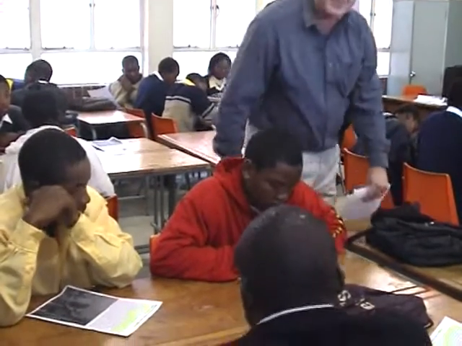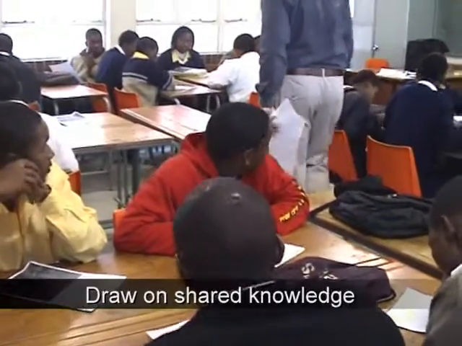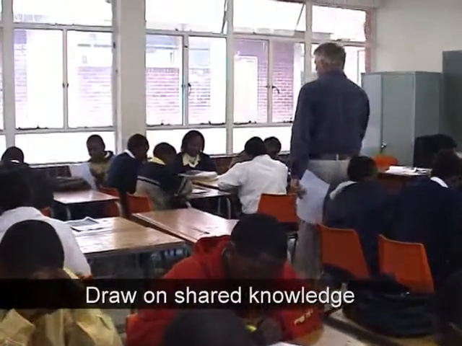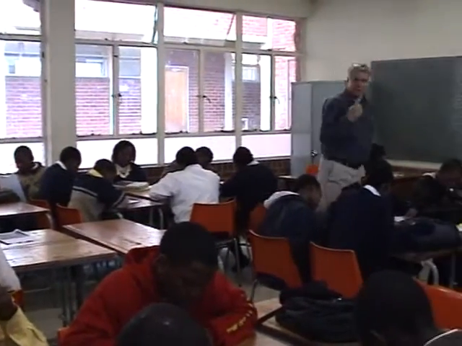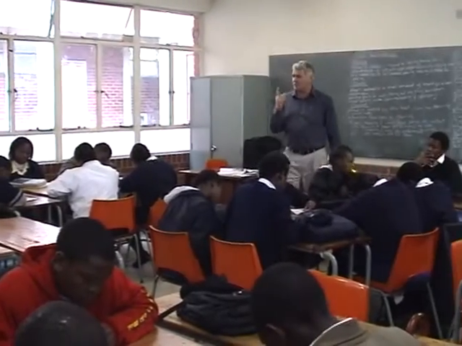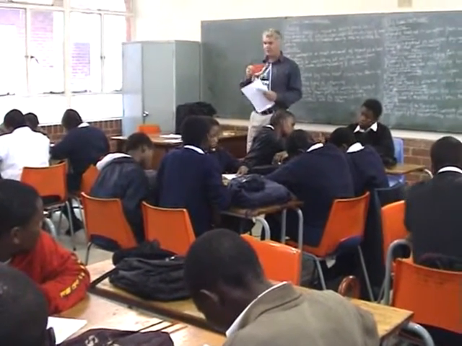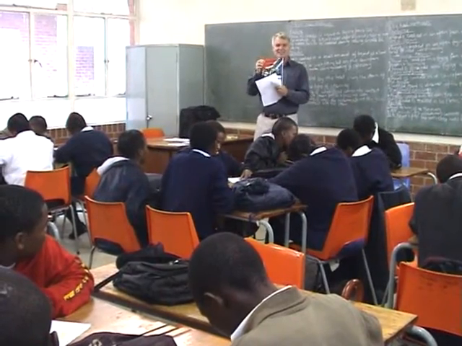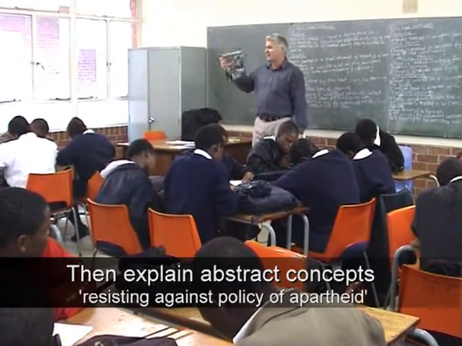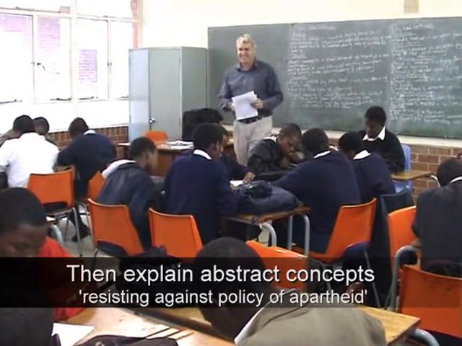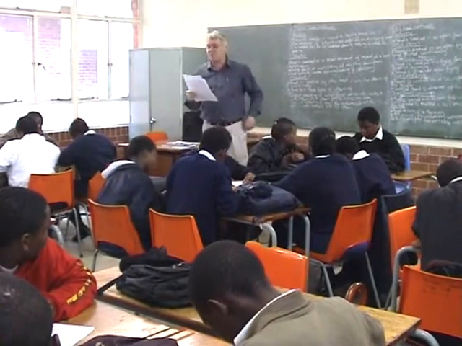Exactly right. And who were they resisting? Resisting against the government. And not just the government, but the government had a policy that was called, what? Apartheid, that's right. So they were resisting against apartheid. Yeah? The policy of apartheid, the policy of repression.